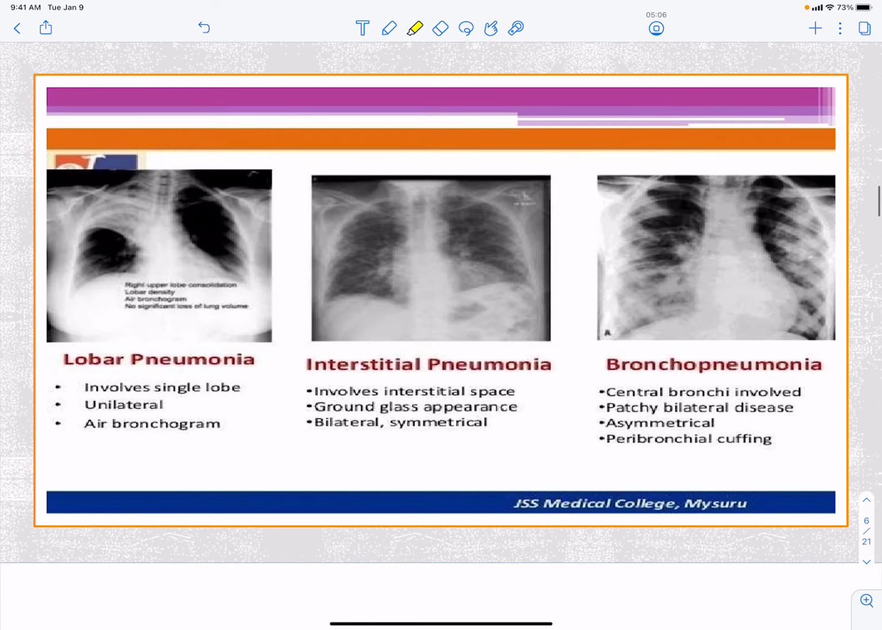And so here's just a picture of different types of pneumonia. You're going to have our lobar pneumonia, which is going to involve usually a single lobe. So that's our typical pneumonia. We have our interstitial pneumonia and bronchopneumonia. Interstitial is going to have a glass-like appearance, looks like little shards of glass. Typically, it's going to be bilateral and symmetrical. Our bronchopneumonia is going to involve the bronchi, so you're going to get patchy bilateral disease, and typically peribronchial cuffing is associated with that as well.